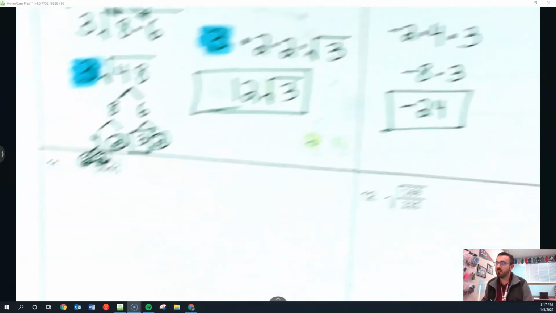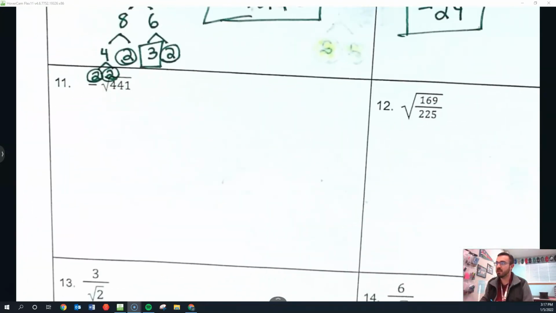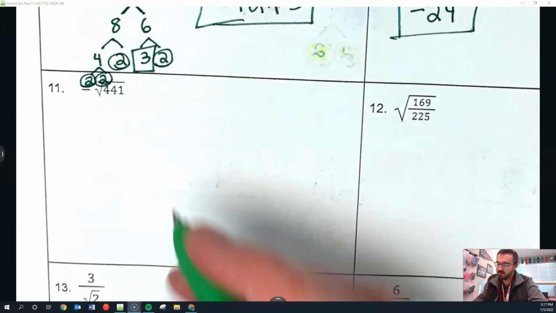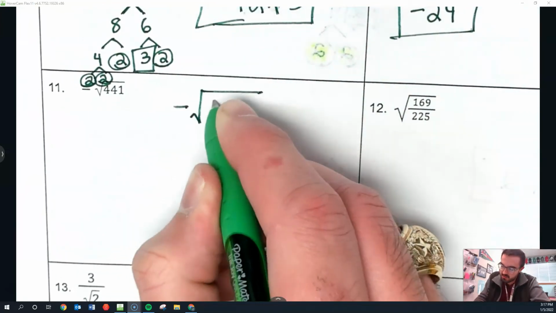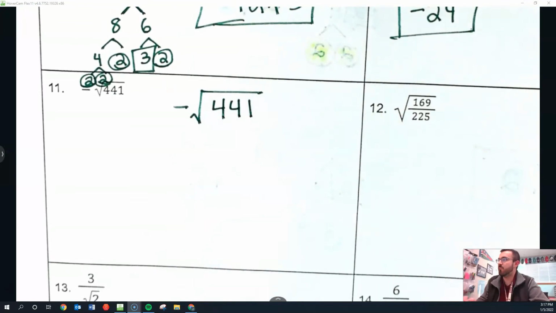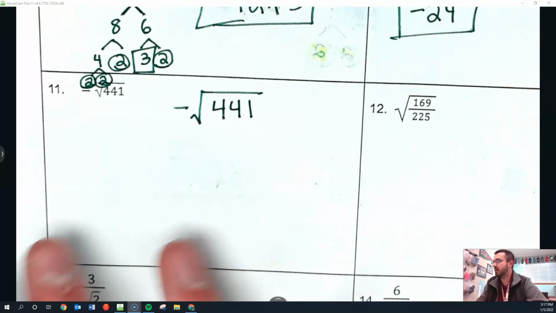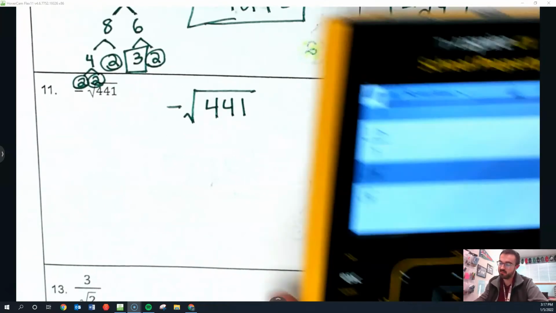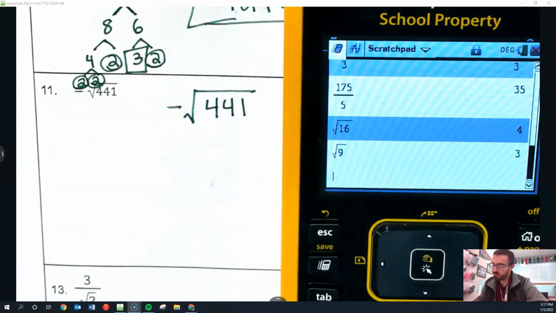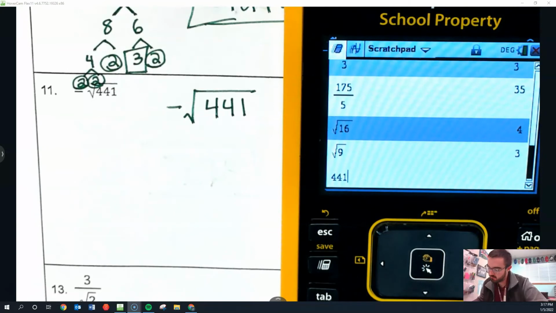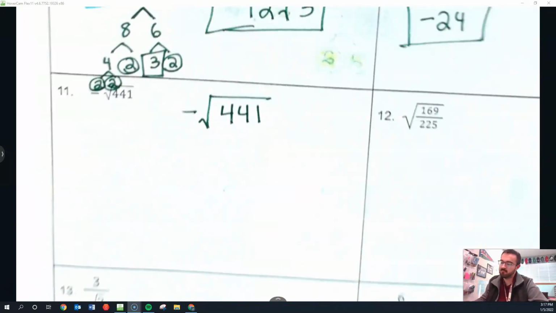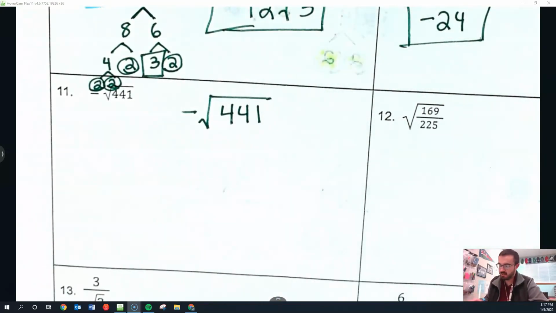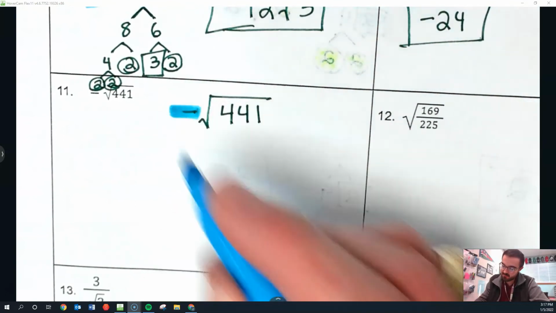Okay, what about 11? So let me rewrite this just so it's very clear. Negative square root of 441. Okay, 441, that's a big number. I don't know what goes into 441. Let's just start trying things. It's an odd number, so we can't do 2. How about 3? Boom. Works. By the way, we always want to make sure we have this negative out in front.